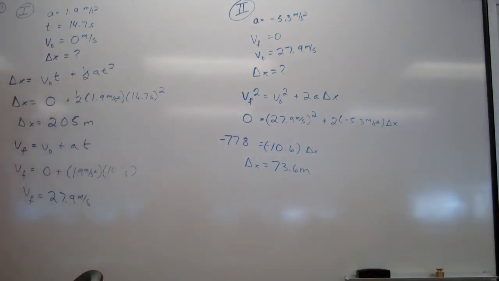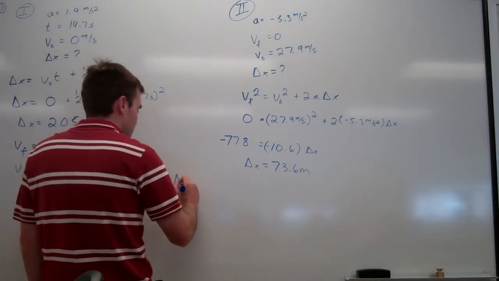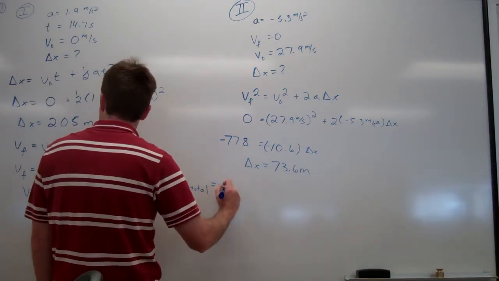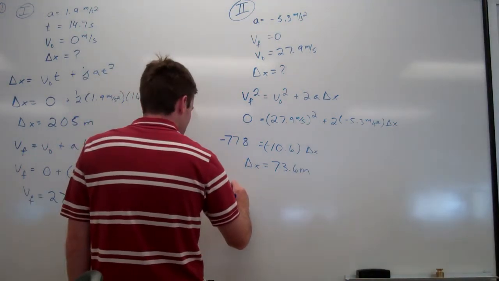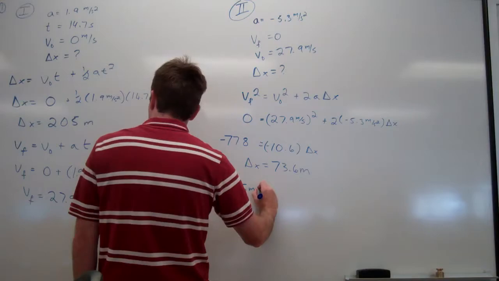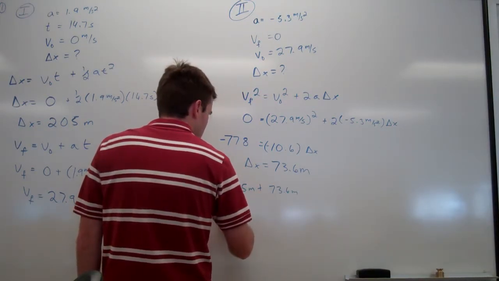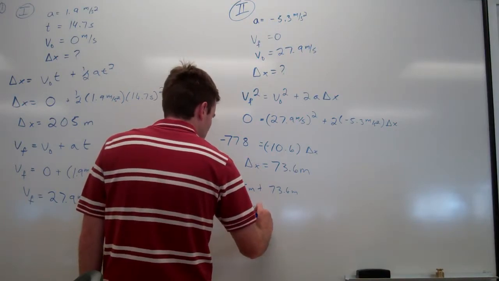And what's our last step going to be? Add them together. So we'll say delta x total equals 205 meters plus 73.6 meters. We get 278.6 meters.